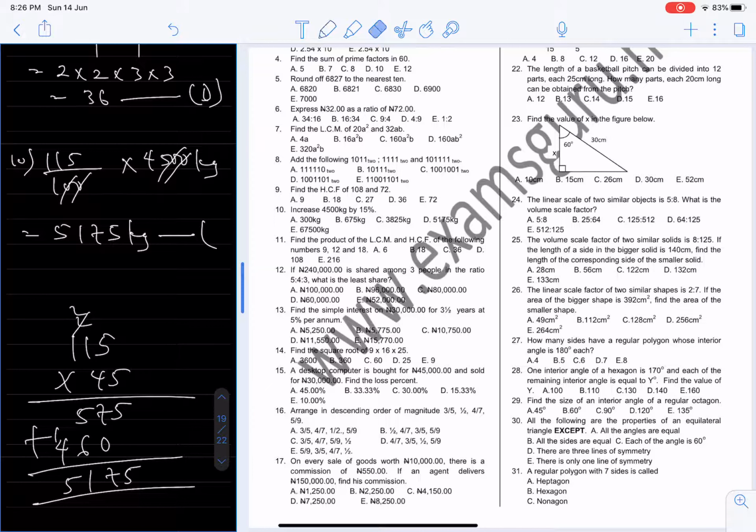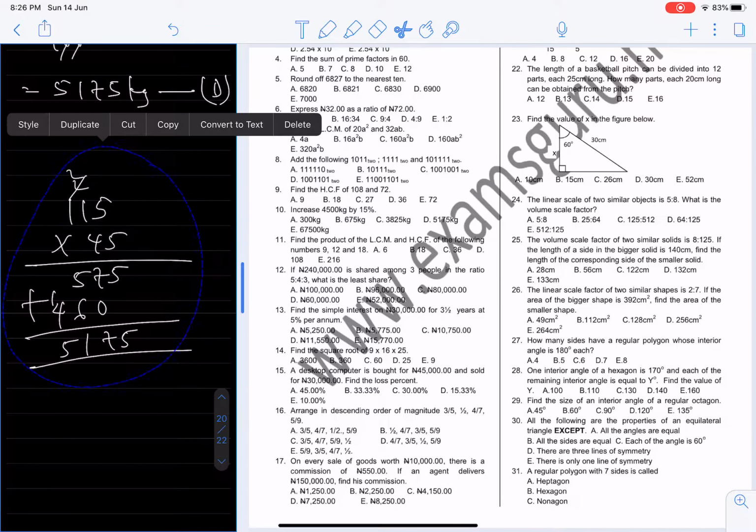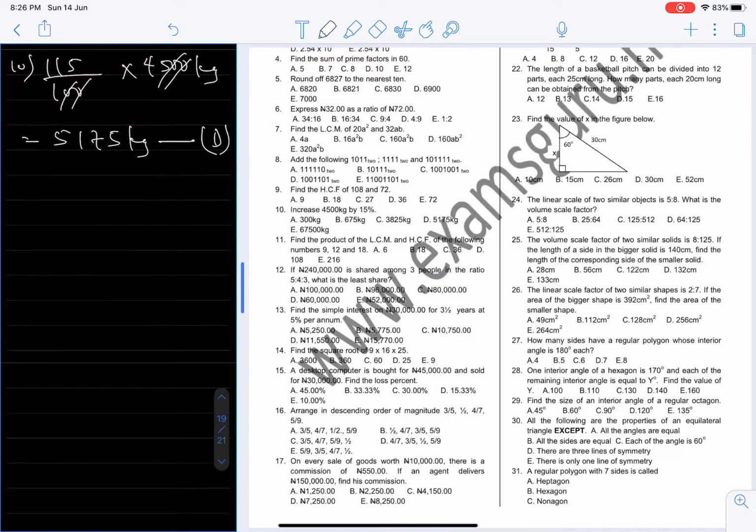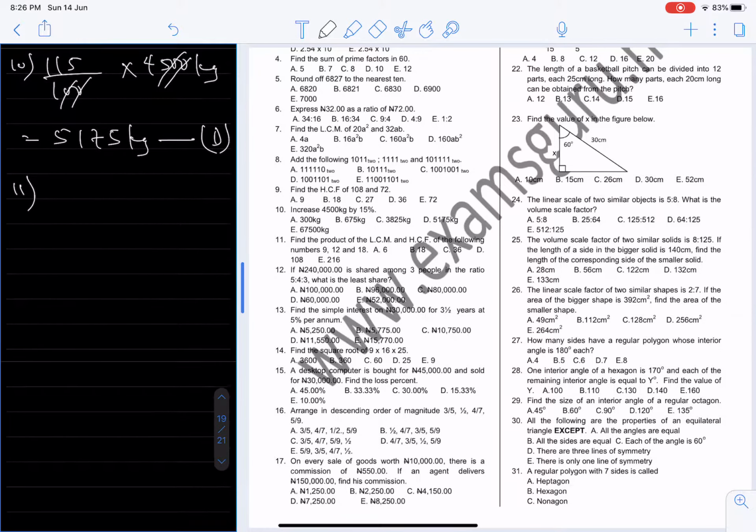What's the correct option? That's number 10. 5,175 kilograms. That's option D. Now to the next. That's number 11. Find the product of the LCM and HCF of the following numbers: 9, 12, and 8.